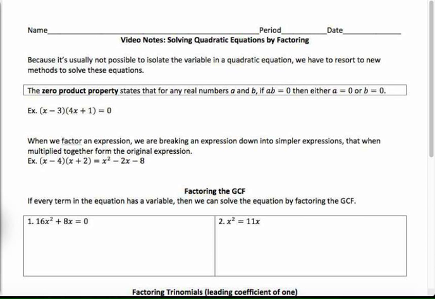Good afternoon or morning, everyone. So today we're going to discuss solving quadratics by factoring.